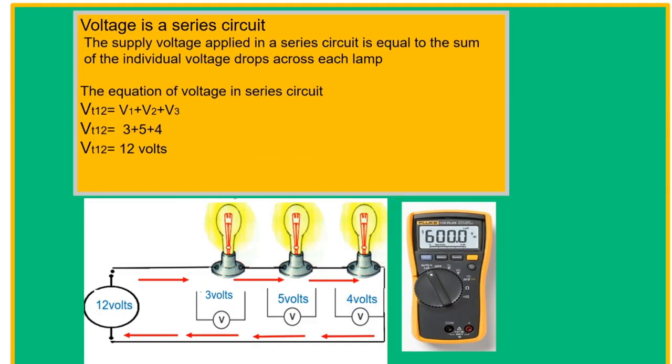Voltage in a series circuit. The supply voltage applied in a series circuit is equal to the sum of the individual voltage drops across each lamp. This is the equation of voltage in a series circuit: Vt, 12 volts, equals V1 plus V2 plus V3. Just simply add the voltage drop of each lamp in a series circuit in order to get the total voltage.